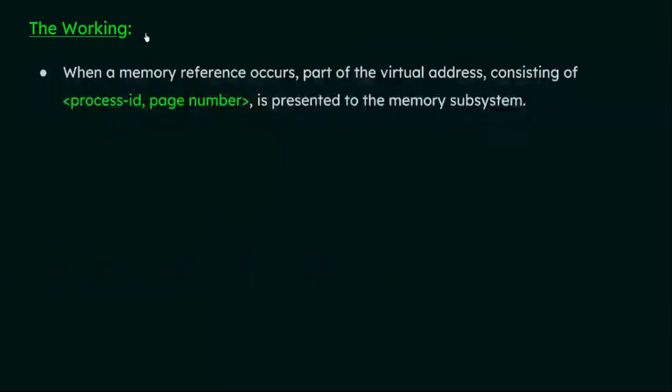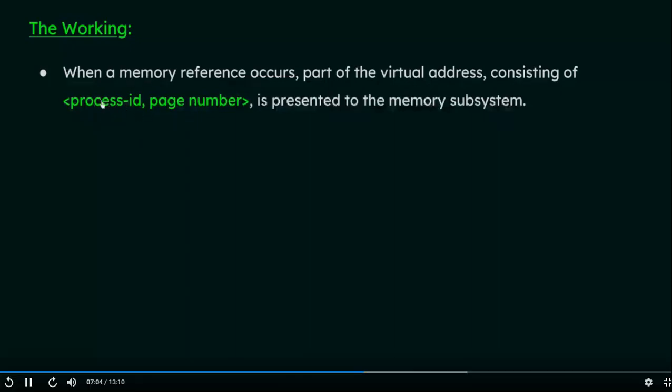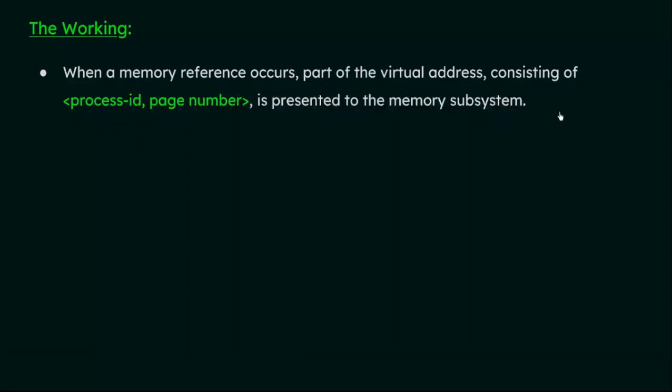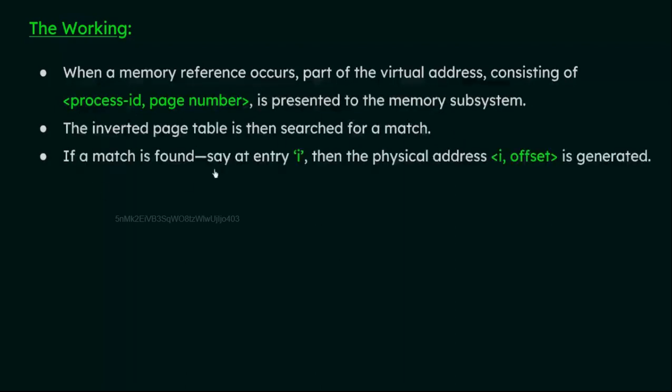So coming to the working, the first step is when a memory reference occurs, part of the virtual address consisting of process ID and page number is presented to the memory subsystem. So why are we saying part of the virtual address? Because we saw that in the virtual address there are three things: process ID, page number, and offset. So a part of it, which consists of two things, process ID and page number, will be presented to the memory subsystem. And now what happens? The inverted page table is then searched for a match. So we will be looking up in the inverted page table if we have a match for this particular process ID and page number.